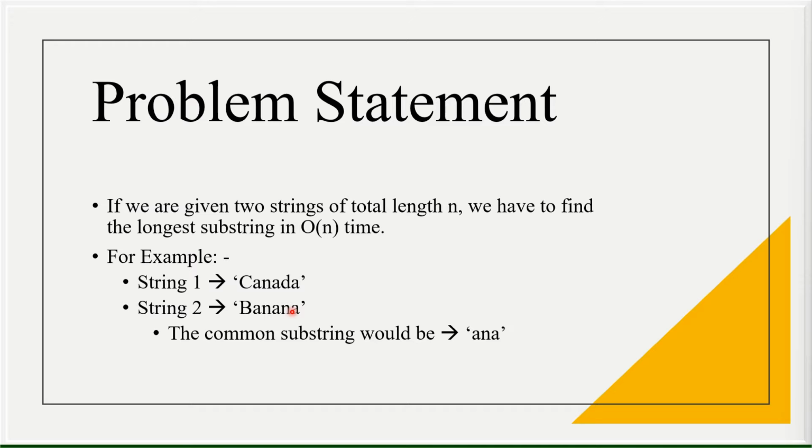So what are the possible common substrings in both of them? The first substring would be A. The second substring would be AN. The third substring would be ANA. It is quite easy to see that ANA is the longest common substring between both of them. We just have to prove that the method for finding the substring can be done in O of n time complexity. Now let us look at a few of the common solutions.